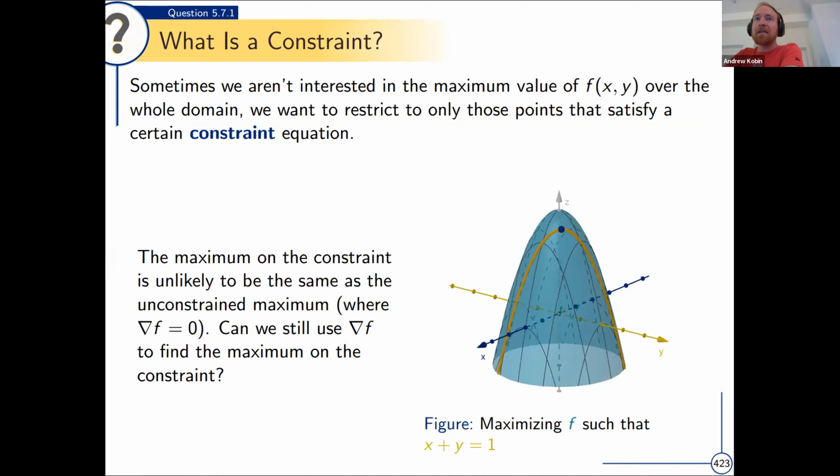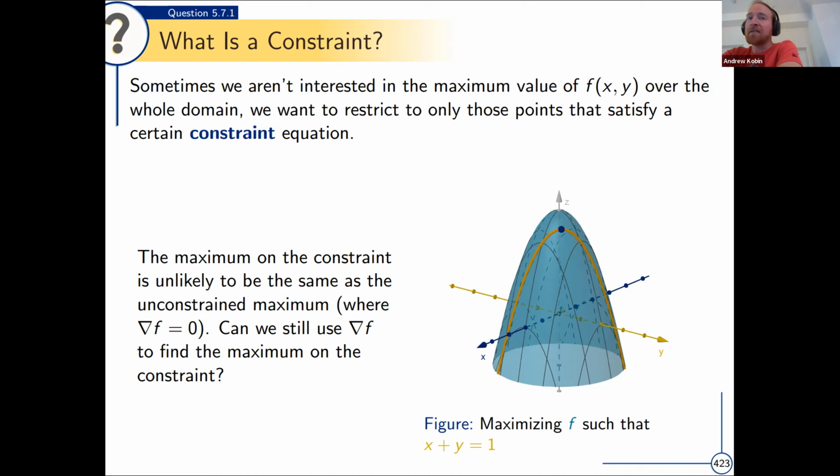So to get started, what does it mean to have a constraint on our optimization problem? Sometimes we're not interested in maximizing a function over an entire closed bounded region in the XY plane or in higher dimensions. We might just want to restrict our focus to the points that satisfy a constraint equation. In practice, that constraint equation may define the boundary of such a region that we learned about in the last lecture. If we apply the constraint, what we're doing geometrically is saying only look at the f of xy values on the points that satisfy this constraint.